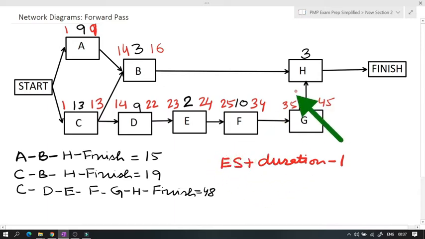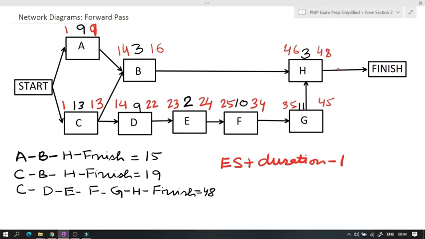Now as we see, activity H has two nodes preceding it, B and G. For these two nodes, the early finish dates are 16 and 45. We take the higher of the two, that is 45. 45 incremented by 1 makes it 46. 46 plus duration 3 is 49, minus 1 is 48.